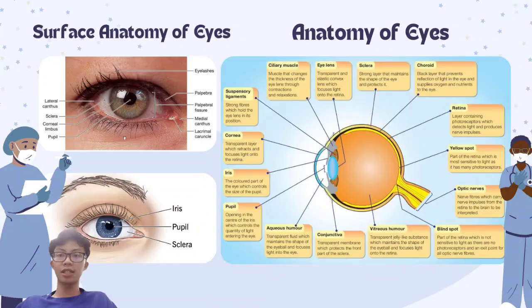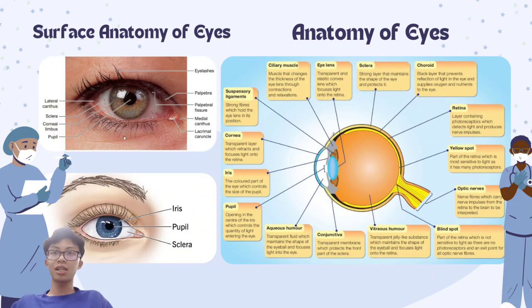Let us dive into the anatomy of the eyes. In the eyes, there are 15 components, and I will introduce them one by one. Firstly, we have the cornea, which is the transparent layer that refracts and focuses light onto the retina. Then we have the iris, the colored part of the eye, which controls the size of the pupil, which is the opening of the eye. Then we have aqueous humor, the transparent fluid which maintains the shape of the eyeball, and conjunctiva, the transparent membrane which protects the front part of the sclera.